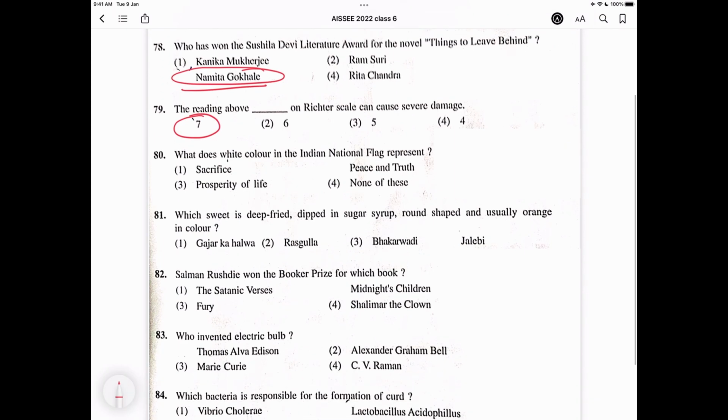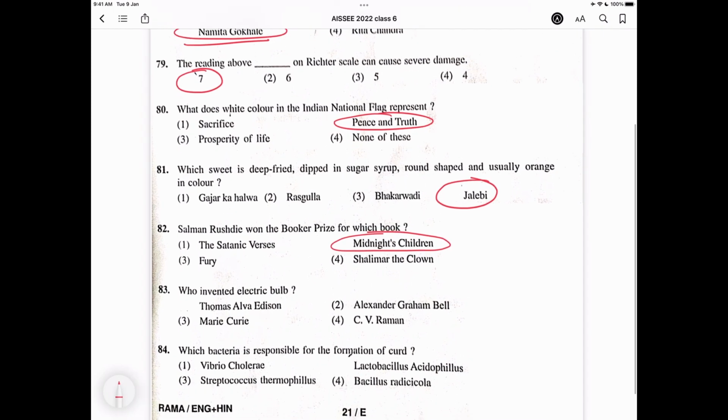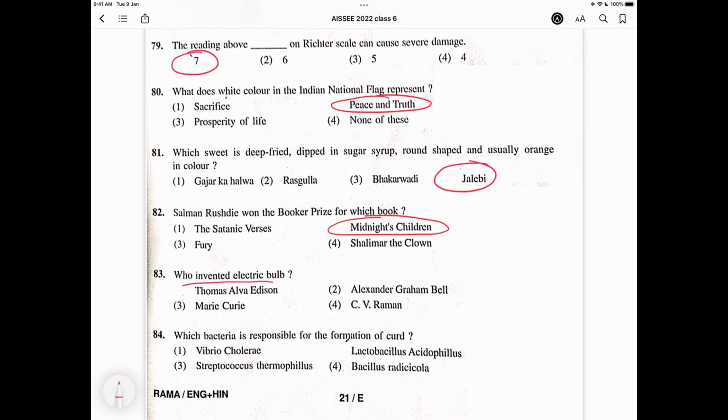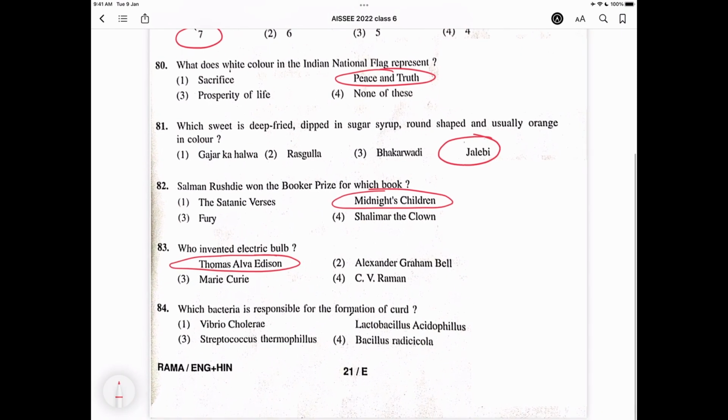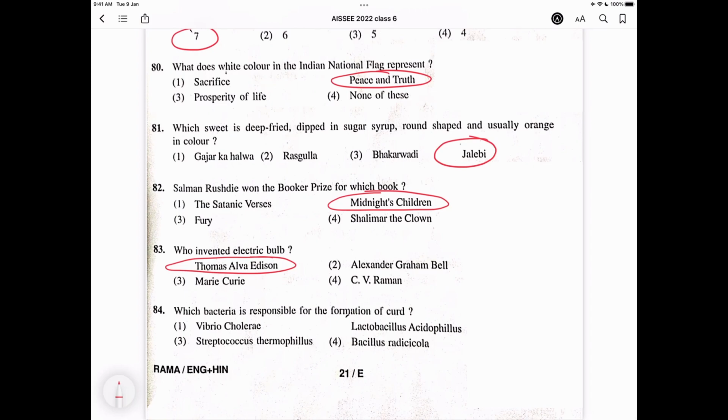For question number 80, B option is correct. For question number 81, D option is correct. For question number 82, B option is the correct answer. Midnight's Children. For question number 83, A option is correct. I believe actually this question is correct for a lot of students. Almost everyone would have done it right. Question number 83. In question number 84, B option is correct.